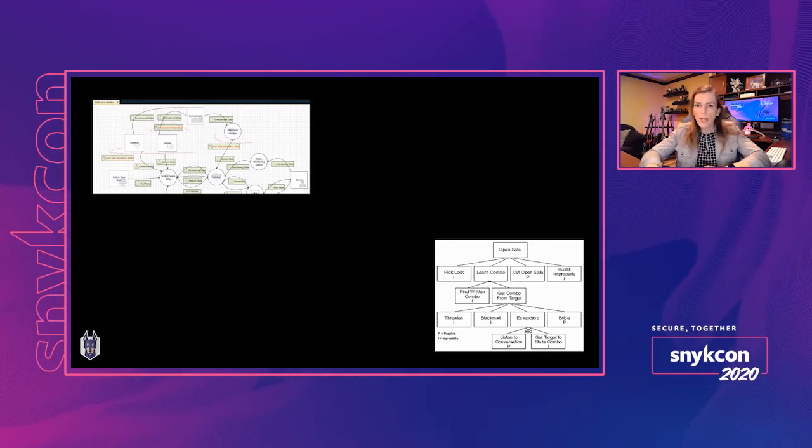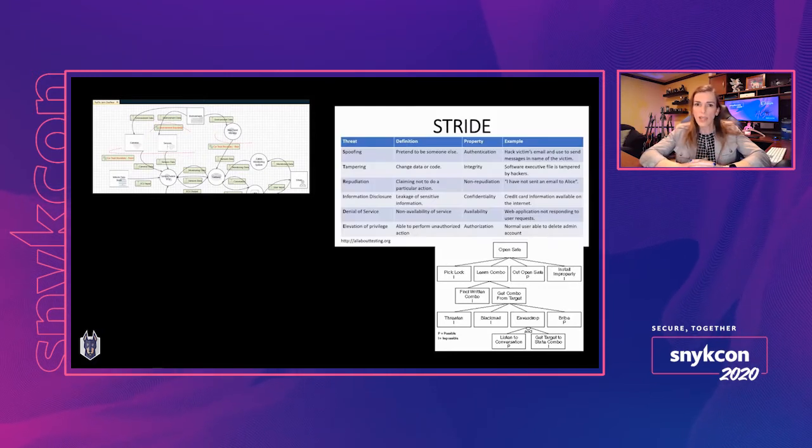And then when we start talking about those threats, we categorize them according to this category system called STRIDE. And as you can see, STRIDE is really very technically focused. It's talking about spoofing and tampering and repudiation, and a lot of words that a lot of people outside of security don't necessarily have a good context for what they mean.